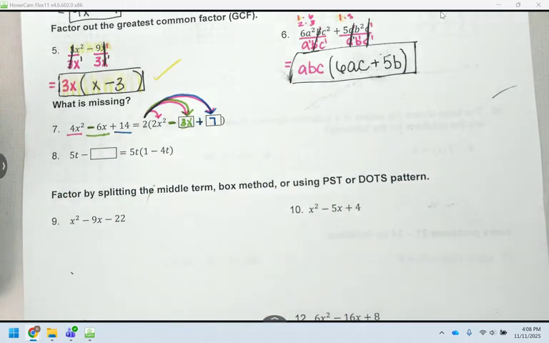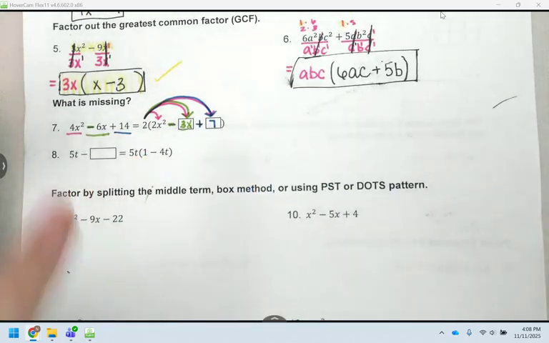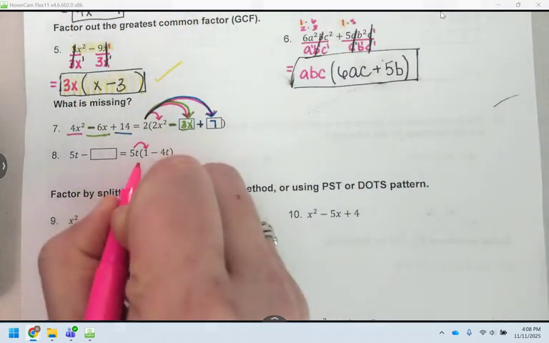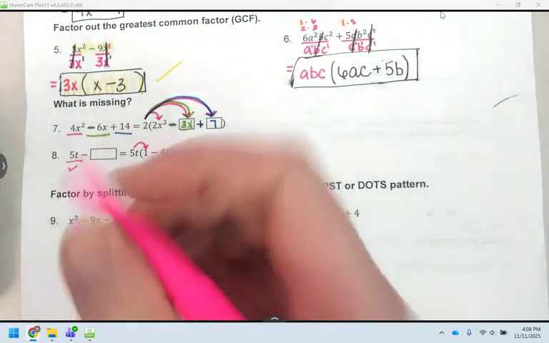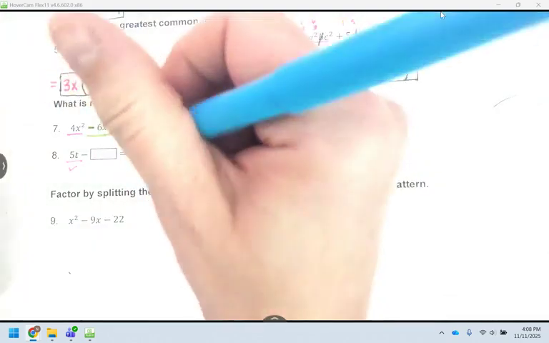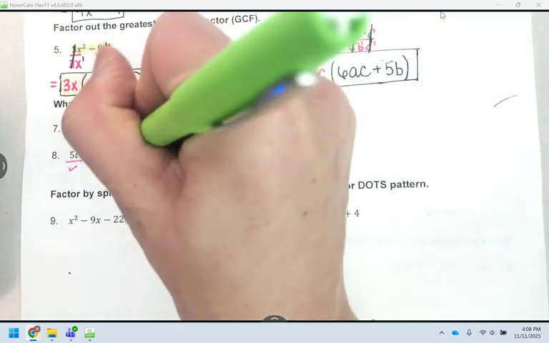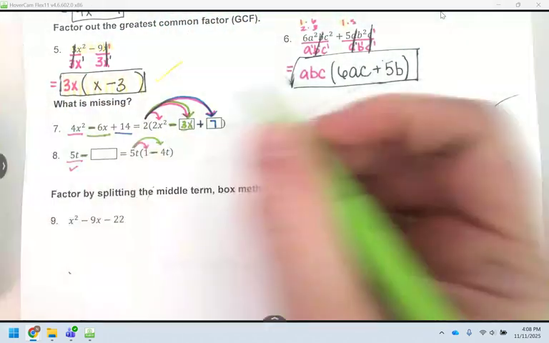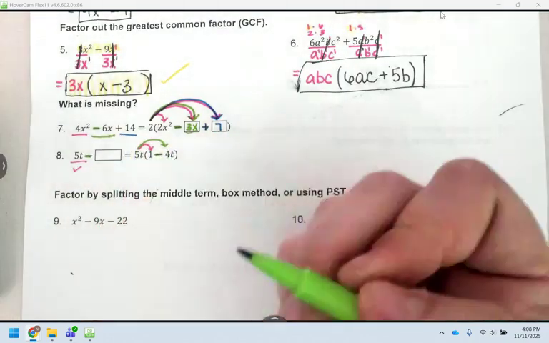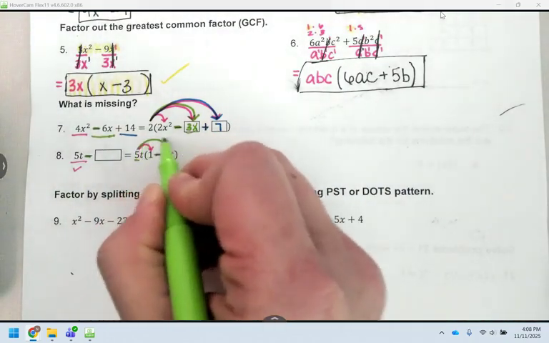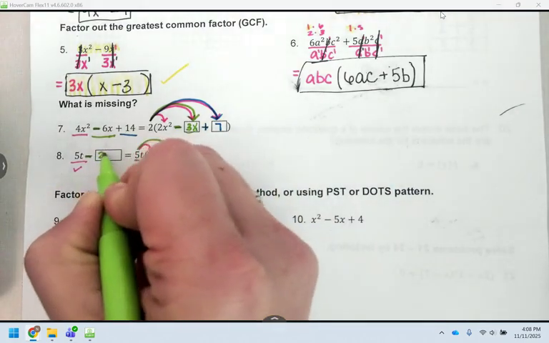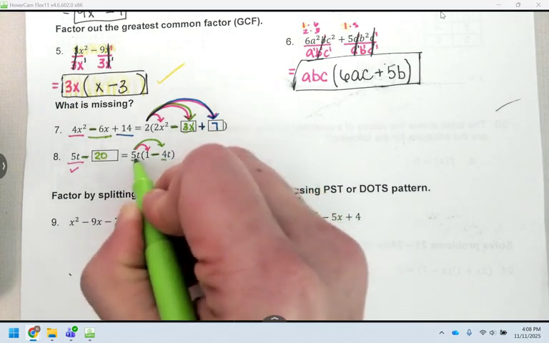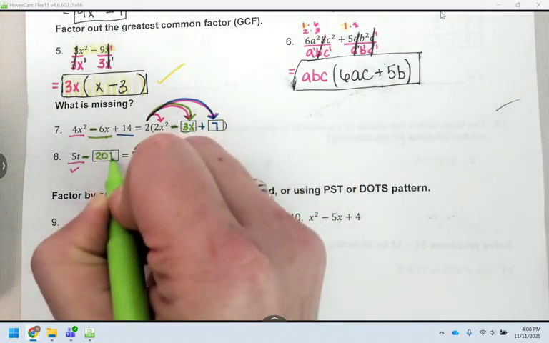All right. Now this one is working backwards. That's okay. 5t times 1 is supposed to give us this first one. Yep. So the next one we're going to have to do is 5t times a negative, which you'll notice is already here. So 5t times a 4t. 5 times 4 is 20. T times t is t squared.